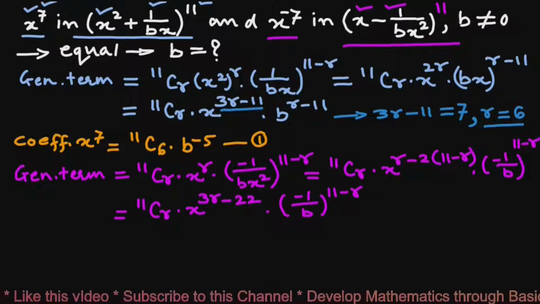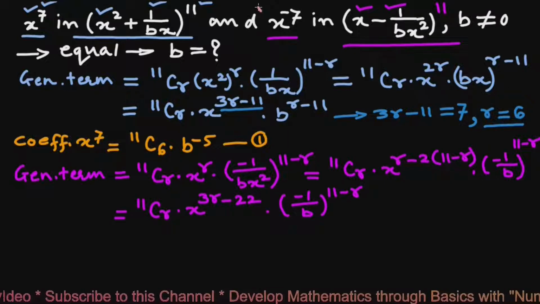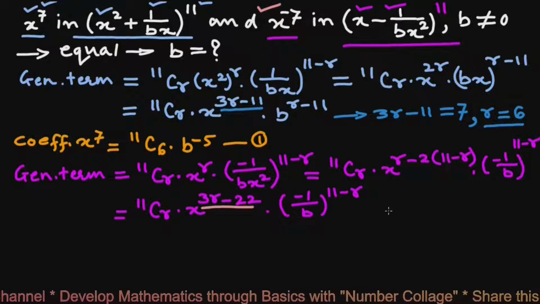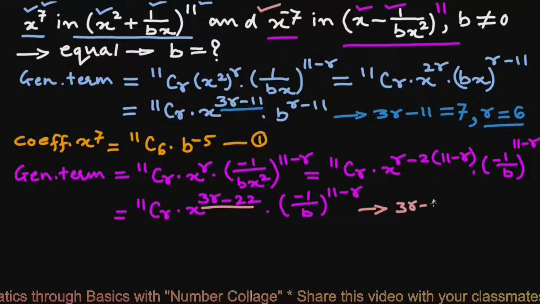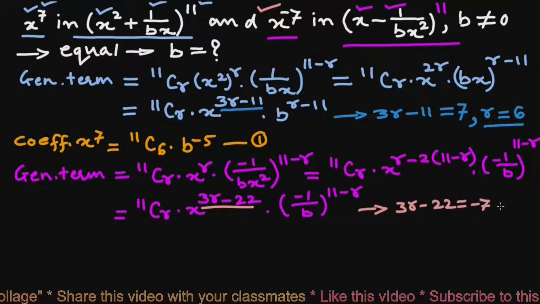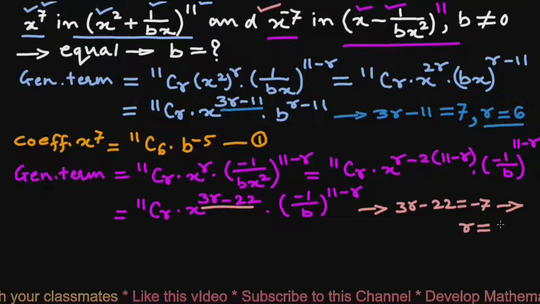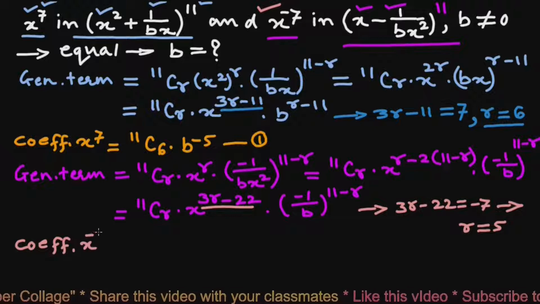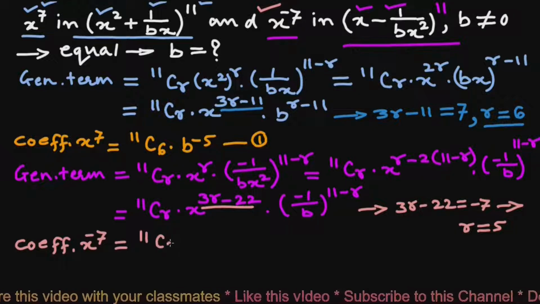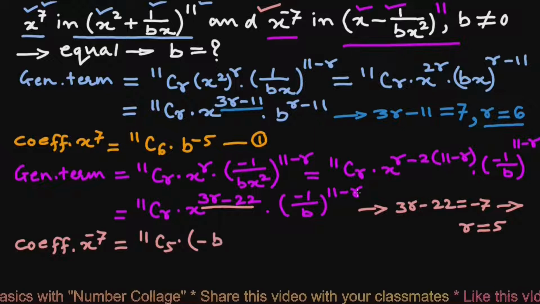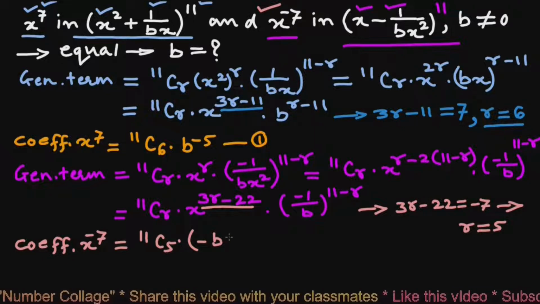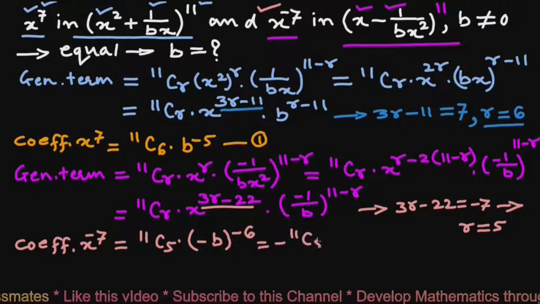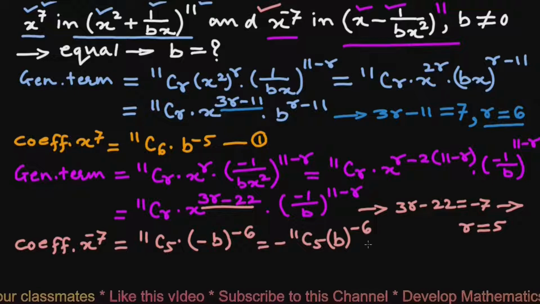Since we have to find the coefficient of the term x^-7, it means that this 3r - 22 will be -7. So we write 3r - 22 is equal to -7. That gives r equals 15/3, that is 5. So the coefficient of x^-7 will be 11C5 into (-b)^(r-11), that is 5 - 11, that will be -6. So it will be -11C5 b^-6. We name this equation 2.